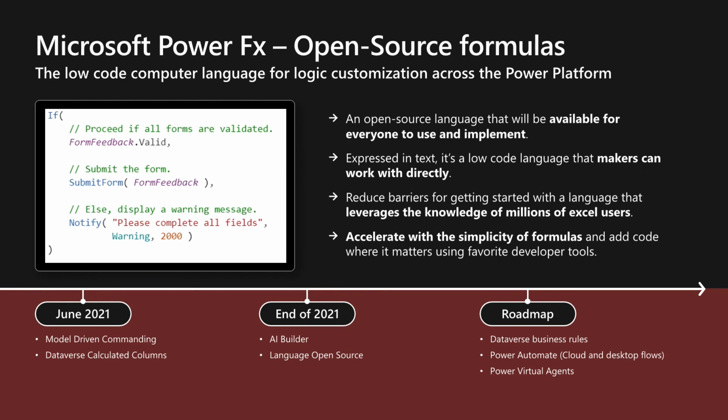On the bottom of the slide here, we have the timeline of when this stuff is going to be introduced. Model-driven commanding and Dataverse calculated columns we're hoping to get out in public preview by the end of June. Then we'll be working hard to finish up that open source offering and getting those components that Mike described out to you in our GitHub repo for people to play with. And then a little further out, we'll be looking at Power Automate, Power Virtual Agents, and some other properties within the Power Platform in which we'll be applying this technology.